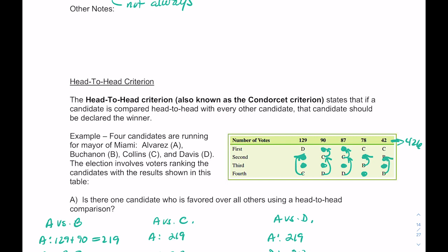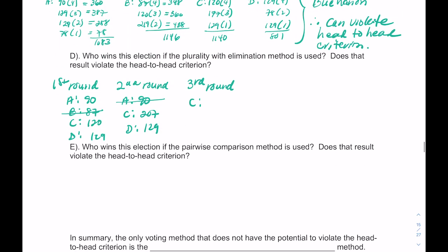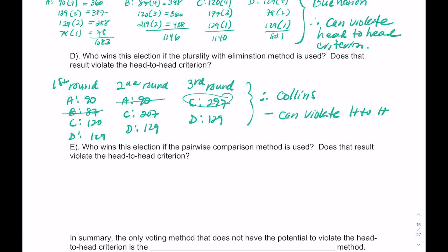So now when I look at this, I've got a C here, a C here, and a C in the other two columns. All of those four numbers are C's votes for first place. If you add them, you get 297, and D gets 129. So as you can see, C, or Collins, is the winner, because Collins has the majority, which is more than 213. They have 297, and D is 129. So the winner is Collins. And as we can see, this can also violate the head-to-head criterion.